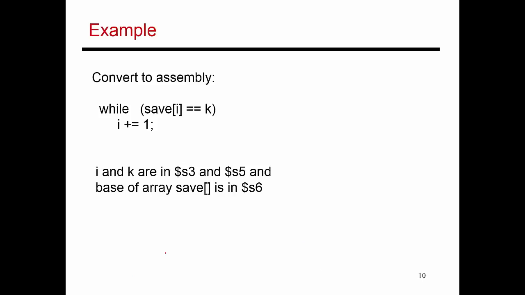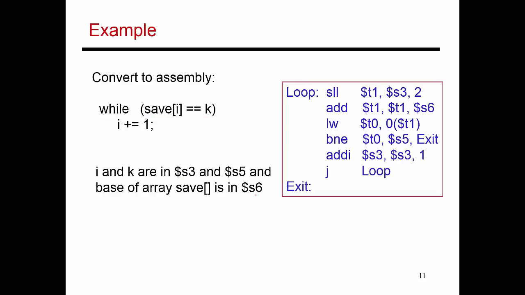Now let's look at one more example just to better understand these control instructions. So in this case, what I'm doing is going through a while loop. I'm incrementing I each time I go through the while loop. That means I'm essentially scanning through this array called save, and I'm looking for an entry that has the value k. Okay, so we'll assume that I and k are in S3 and S5, and the base of array save is in register S6. Okay, so this is what that code is going to look like.